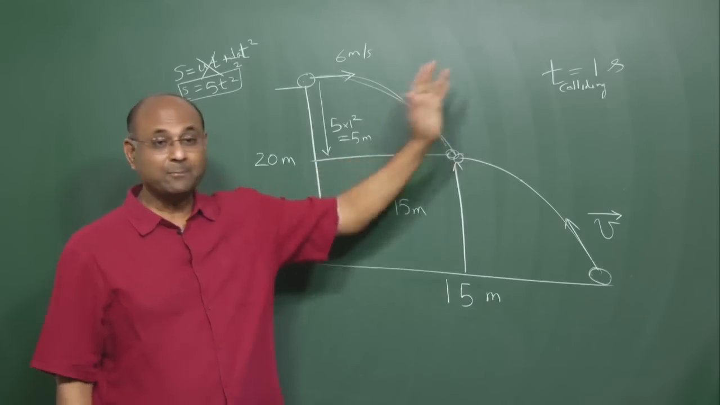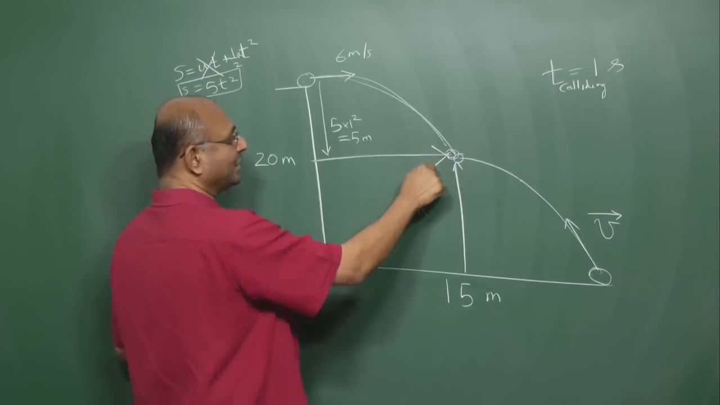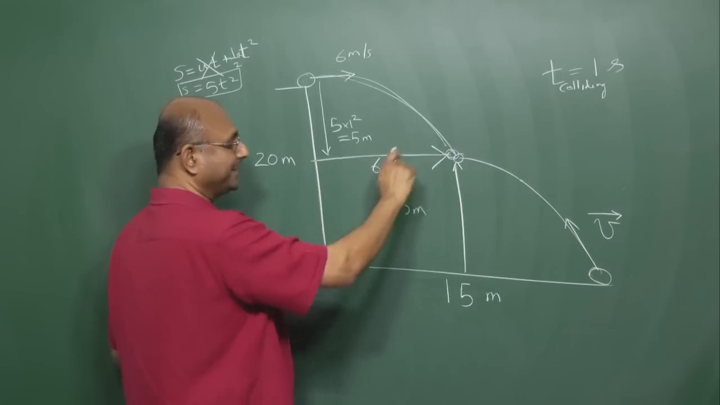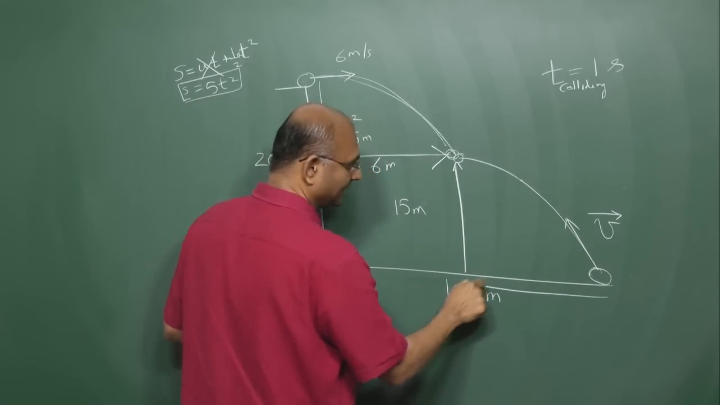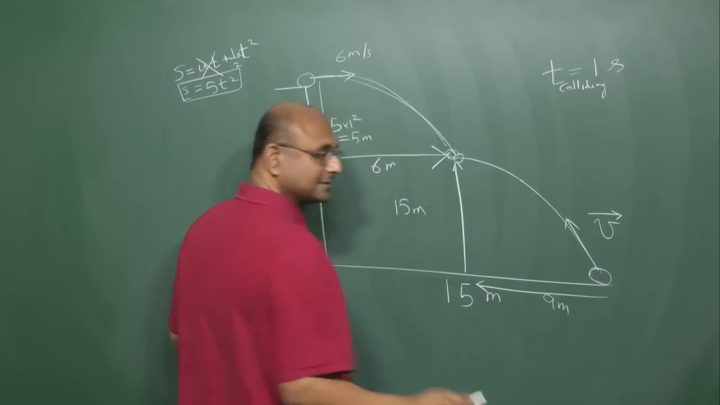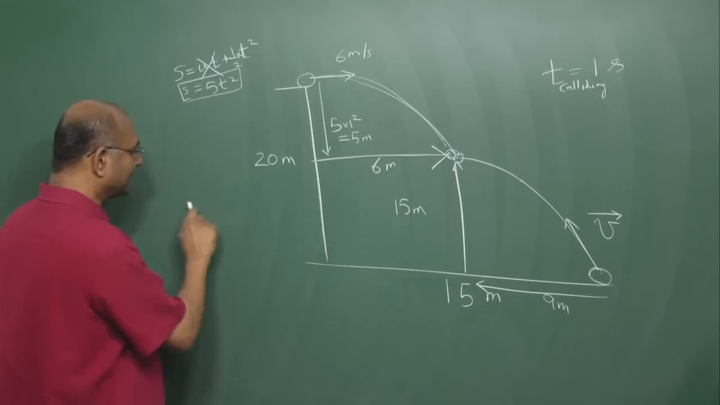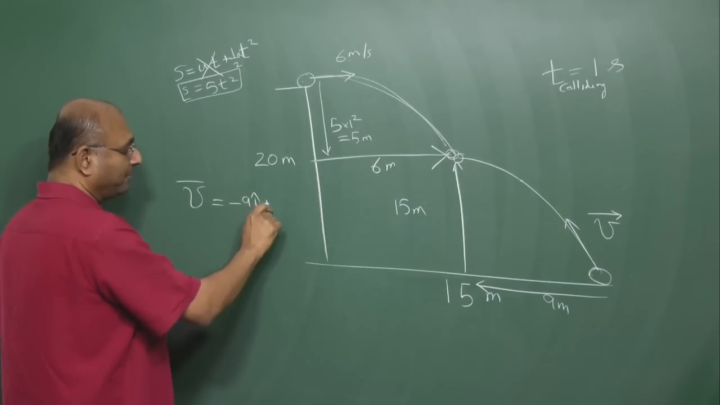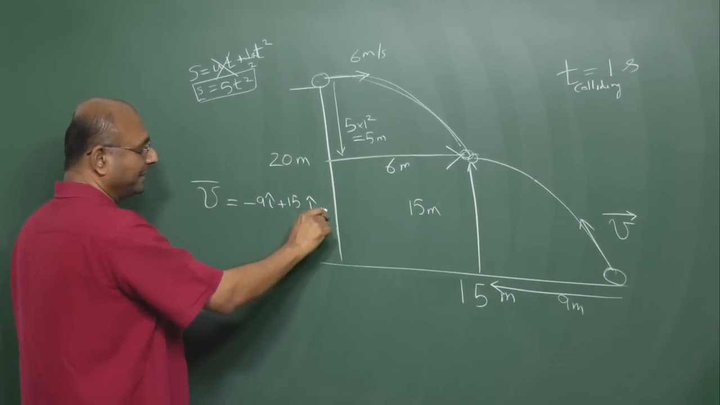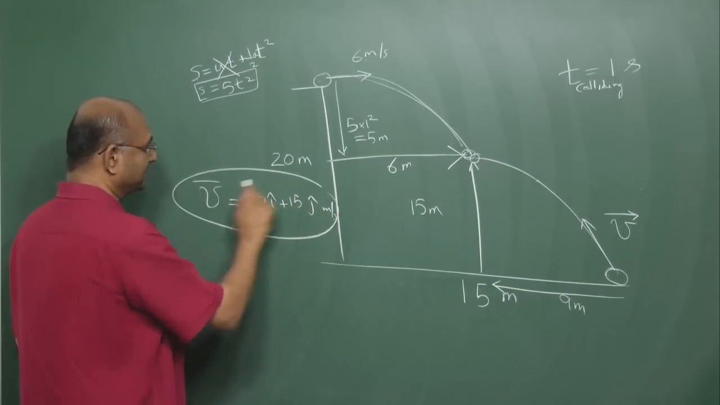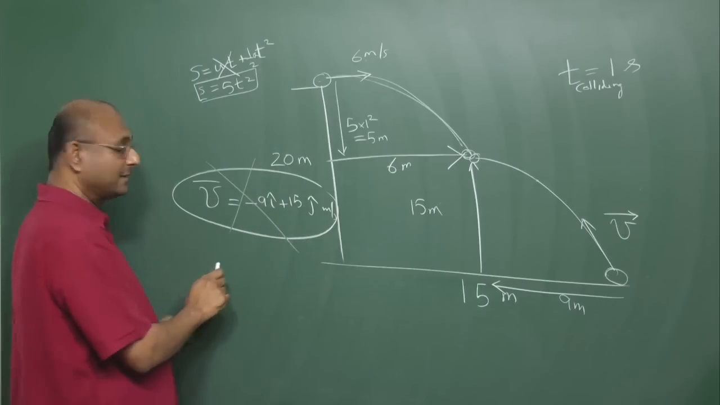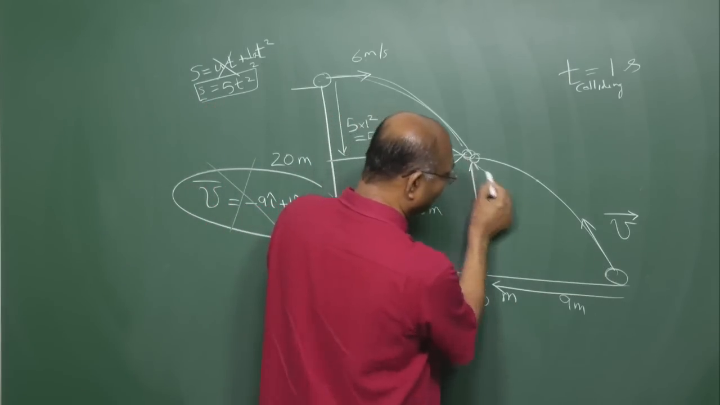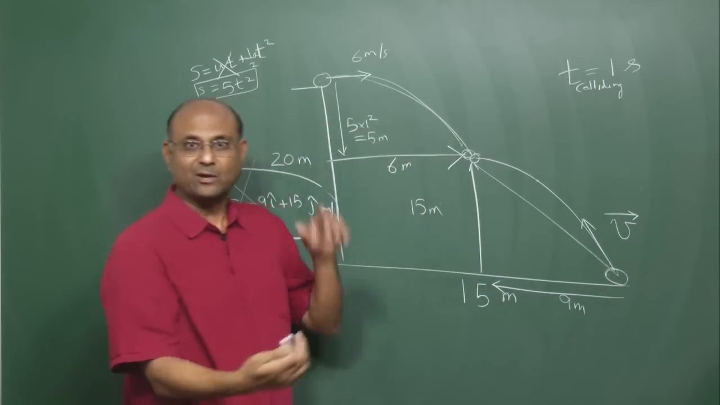And how much has this guy moved this way? It has moved a distance of 6 meters, because 6 meters per second for 1 second. So what is this distance? 9 meters. Some of you have written, therefore the velocity is minus 9 i cap plus 15 j cap meters per second. Now this unfortunately is not correct. This is correct for average velocity. Are you telling me that this ball is going to move like this? No, right? It will also go up and bend.